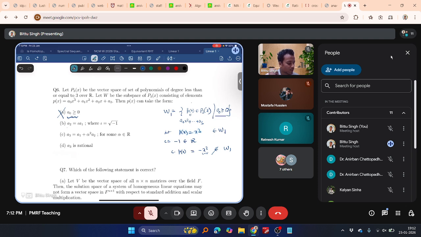Now what about the second one? a2 equals i (iota) times a1. So will it be a vector space?